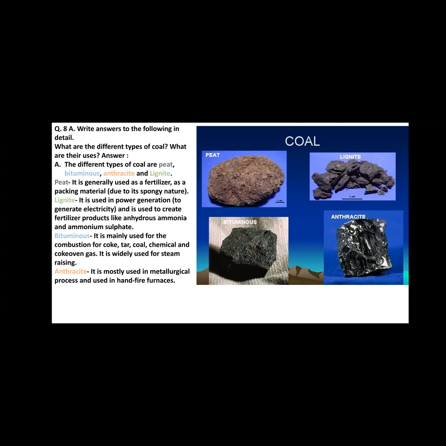That is peat, lignite, bituminous, and anthracite is given. The images beside show that peat is very dull, lignite is soft, bituminous is hard, and anthracite, you can see, is shining. It is very hard, and their uses are listed.